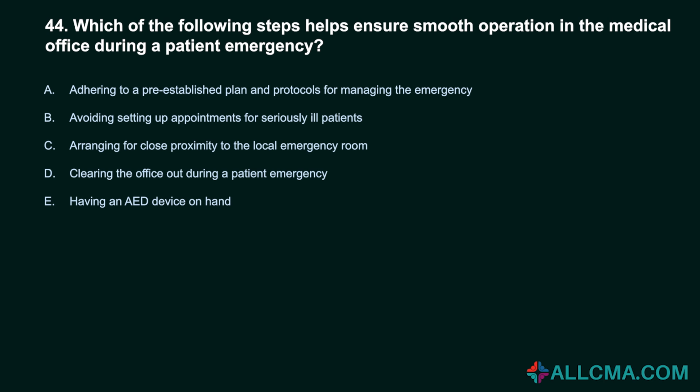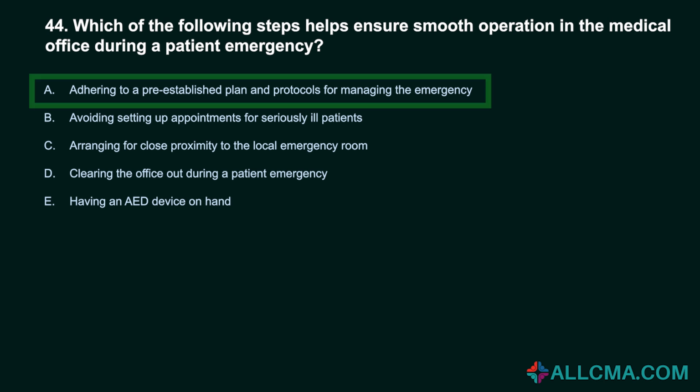44. Which of the following steps helps ensure smooth operation in the medical office during a patient emergency? A. Adhering to a pre-established plan and protocols for managing the emergency. B. Avoiding setting up appointments for seriously ill patients. C. Arranging for close proximity to the local emergency room. D. Clearing the office out during a patient emergency. E. Having an AED device on hand. Correct answer: A. Adhering to a pre-established plan and protocols for managing the emergency.